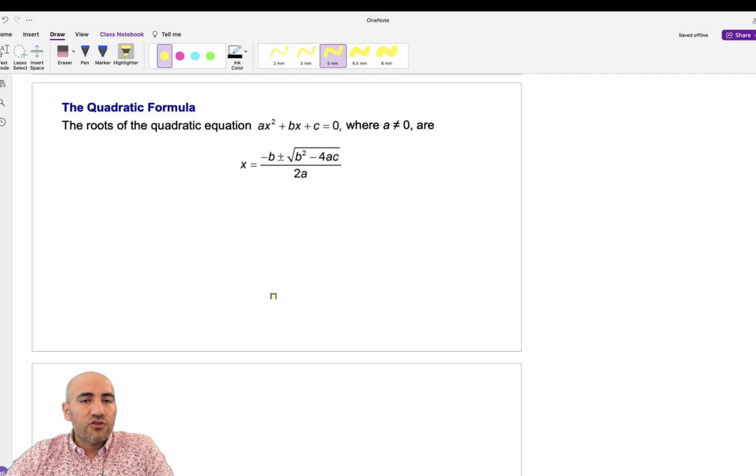Okay, so here's just the presentation of the quadratic formula. So the roots of the quadratic formula, remember, the roots are the values of x that make this a true statement, that make the left-hand side equal to 0. The roots are found by using this formula. The answers will be x equals negative b plus or minus the square root of b squared minus 4ac all over 2a.